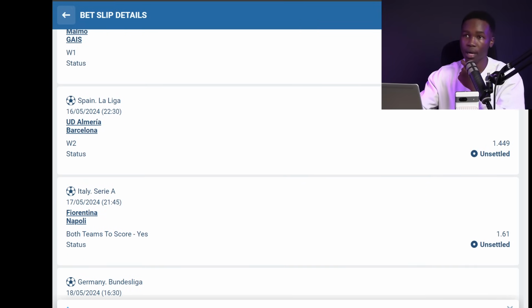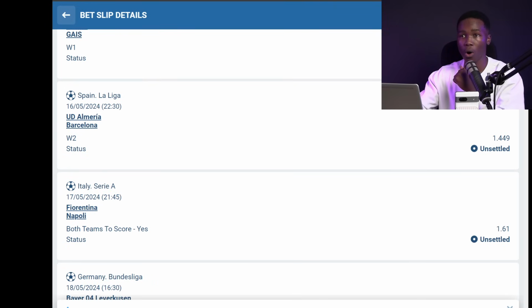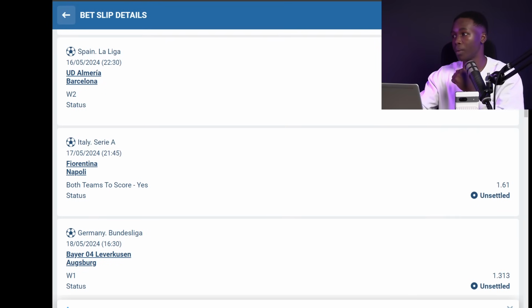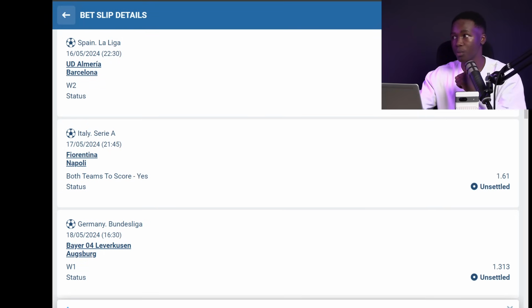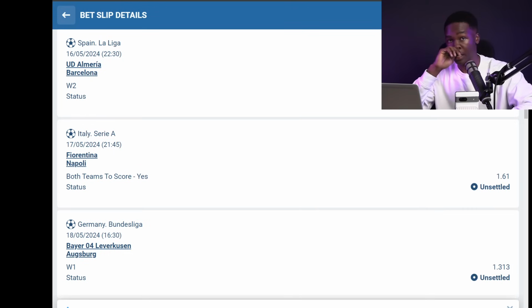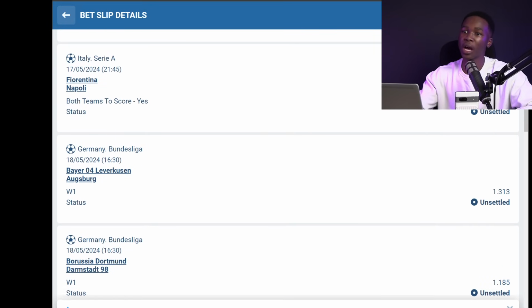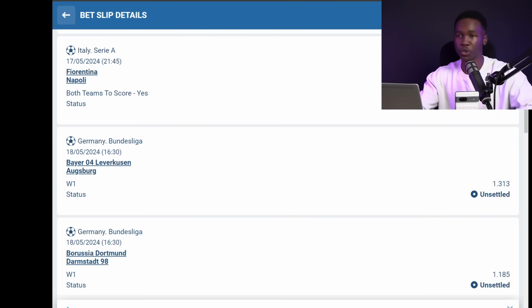Fiorentina versus Napoli. A Napoli vs Fiorentina game to end in both teams to score. A game from Germany, Bundesliga. We are having Bayer Leverkusen vs Augsburg. The game to be in favor of Bayer Leverkusen. Bayer Leverkusen to win the game. The odd is 1.313. And we're talking about Borussia Dortmund vs Darmstadt. Borussia Dortmund to win the game.